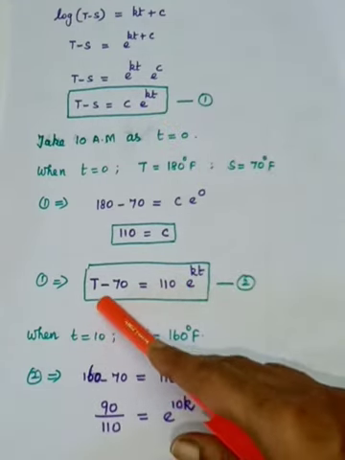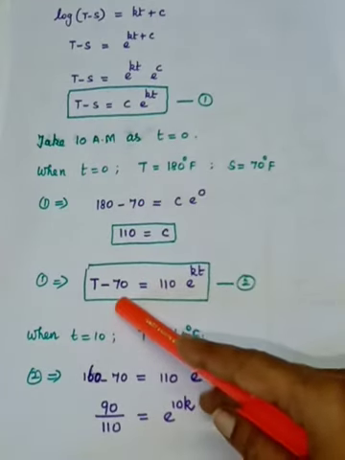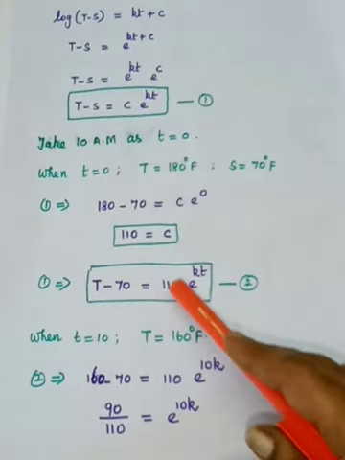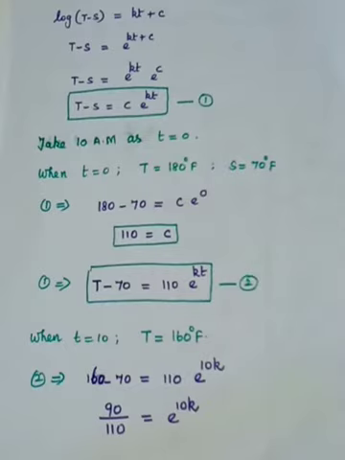So T minus this surrounding medium temperature is constant, so we can write 70 is equal to, in the place of C what you have to write? 110. 110 e power kt. So call this as equation number 2.